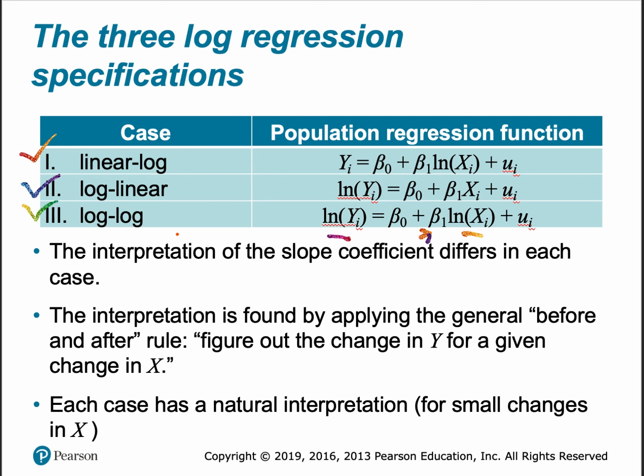The interpretation of the slope coefficient differs in each of these cases. So it's important to verify the unit of measurement and whether you have log transformations, so that you have correct interpretations of your slope coefficients. The interpretation can be found by applying the before and after rule. You figure out the change in y for a given change in x. Each case has a natural interpretation, and it comes down to percentage changes.